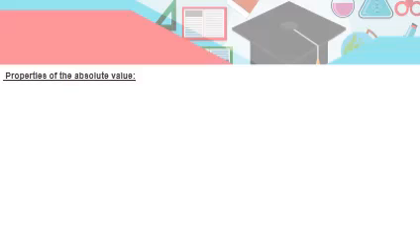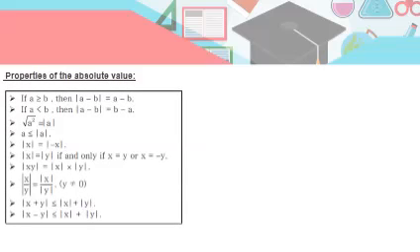Now, some properties of the absolute value. If A is greater than B, then the absolute of A minus B is A minus B. If A is less than B, then the absolute of A minus B, you flip it. And we already learned that radical A squared is the same as absolute A, and that A is less than or equal to its absolute. Absolute X is all of these. We already took them. So the new properties are these.